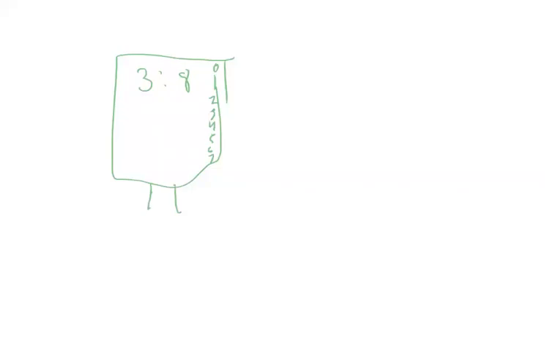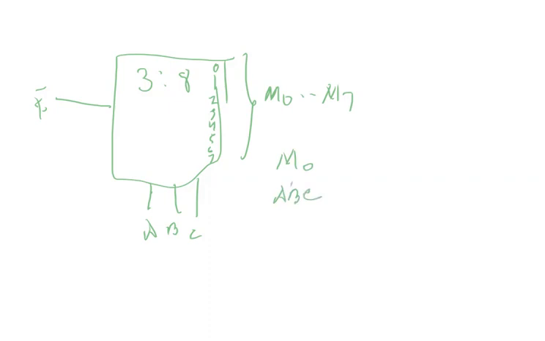And what I can do, I'll do the 3 to 8 decoder, right? And what we'll do is we'll write 0, 1, 2, 3, 4, 5, 6, 7. And we'll select with A, B, and C. And what we'll do is we'll use an enable over in here. And now what comes out over here is M0 through M7, where M0 is A, B, C, all inverted.